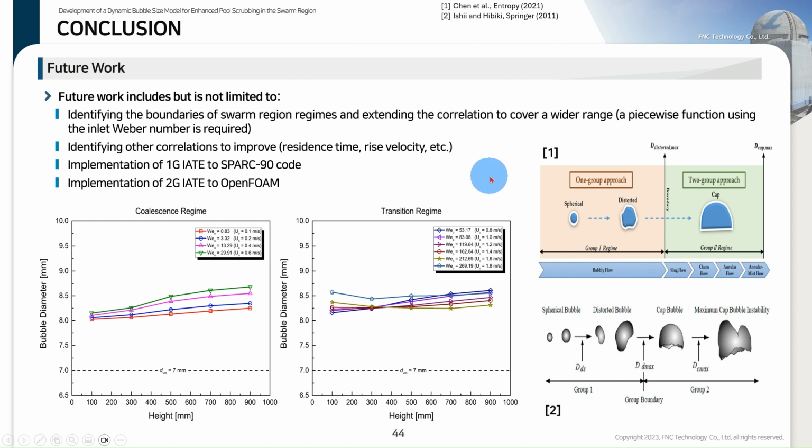to account for a wider range of data, especially in flowing at low velocities. And of course, there are other parameters that can affect the decontamination factors, such as residence time and rise velocity, which can also be studied to propose correlations in a similar manner. And also implementation of one group and two group interfacial area transport equations into pool scrubbing codes and OpenFOAM directly would be quite beneficial.